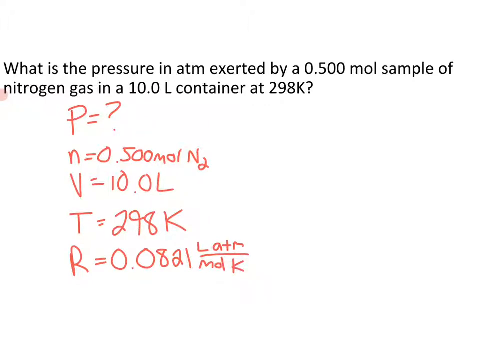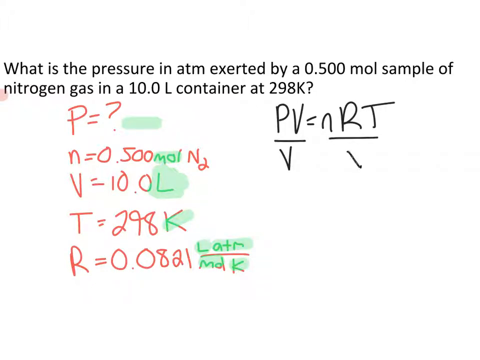Now I want to make sure my units are okay. So I was given liters in my R, so I should have liters as my volume right there. Atmospheres, well, my pressure is going to come out in atmospheres, so that's okay. Moles, moles, Kelvin, Kelvin. So I know I have all the correct units for this problem. So now I'm going to use PV equals nRT for the solve. And I need to solve for P, so I'm going to divide both sides by V, so V cancels. So my equation is P equals nRT over V.